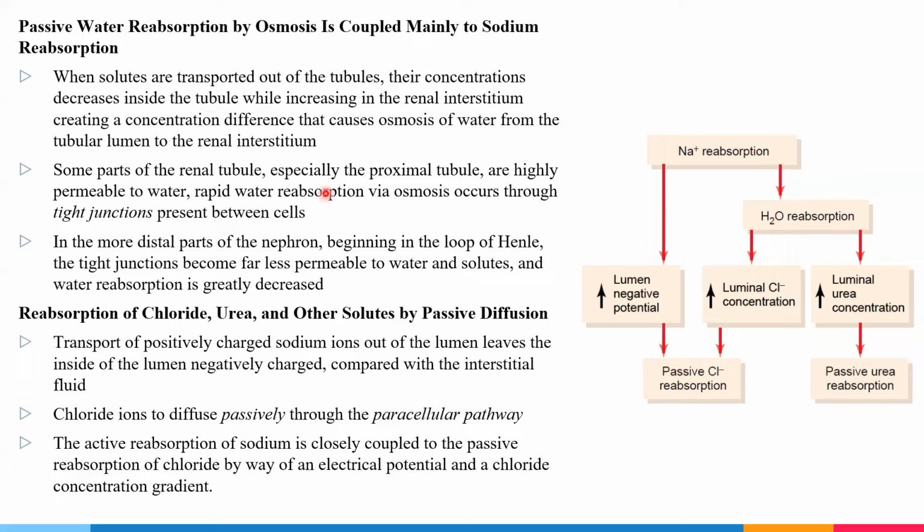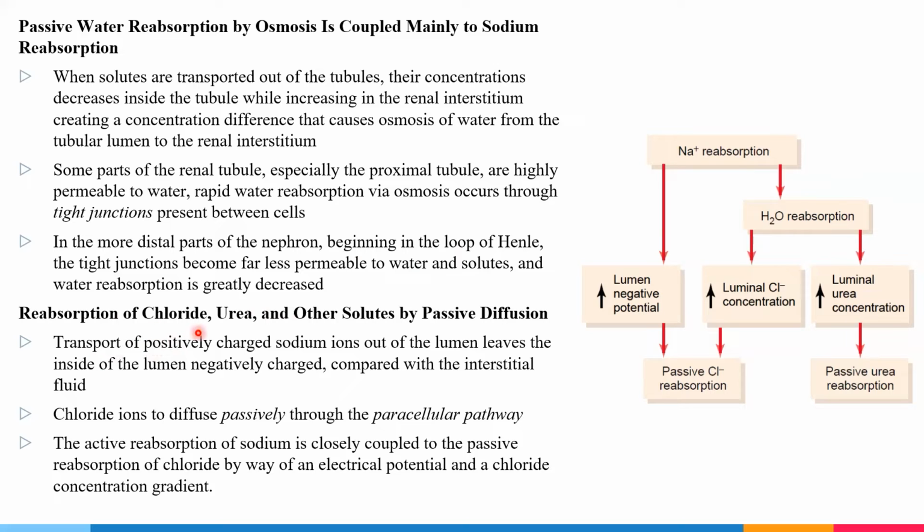Some parts of the renal tubule, especially the proximal tubule, are highly permeable to water. Rapid water reabsorption via osmosis occurs through tight junctions between the cells. These tight junctions are the intercellular clefts that are present on the borders of various epithelial cells that line the boundary of the renal tubules. In more distal parts of the nephron, beginning in the loop of Henle, the tight junctions become far less permeable to water and solutes, and water reabsorption is greatly decreased.